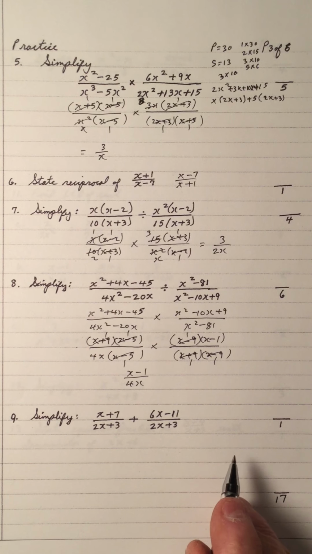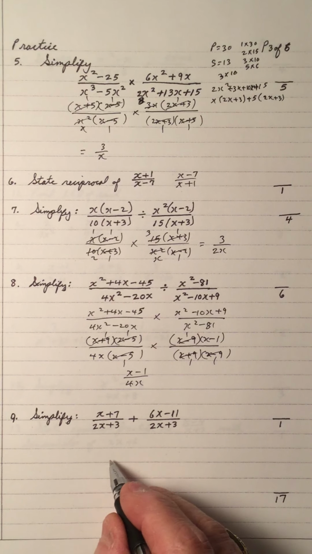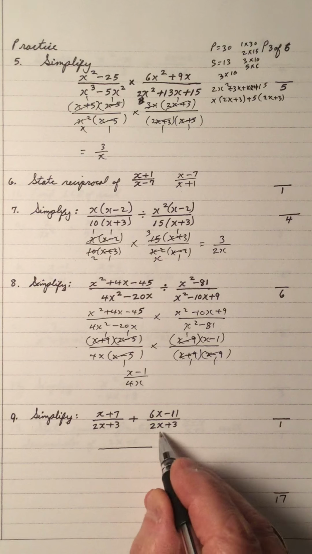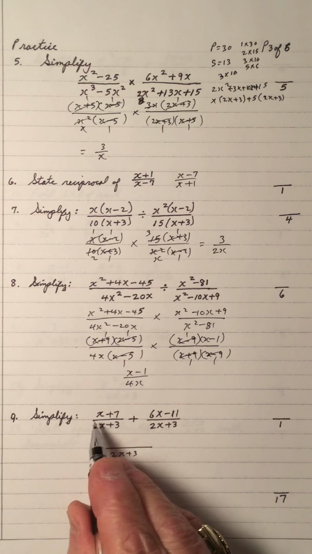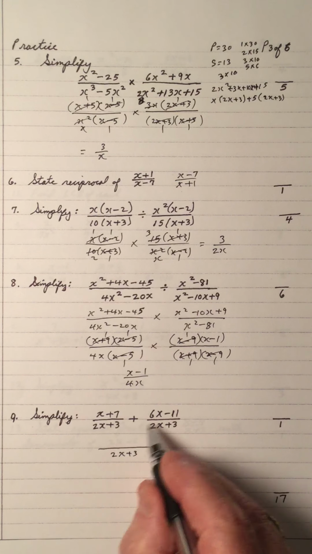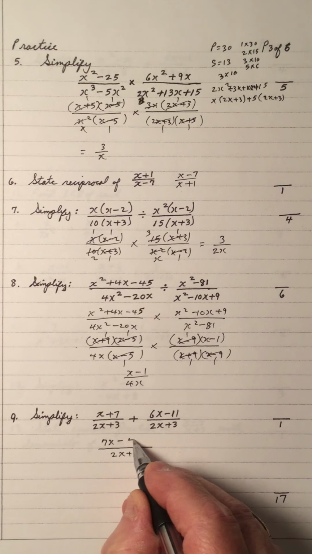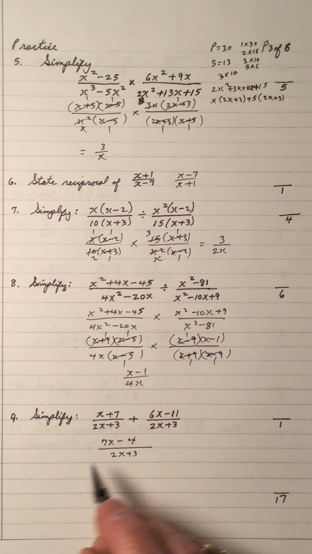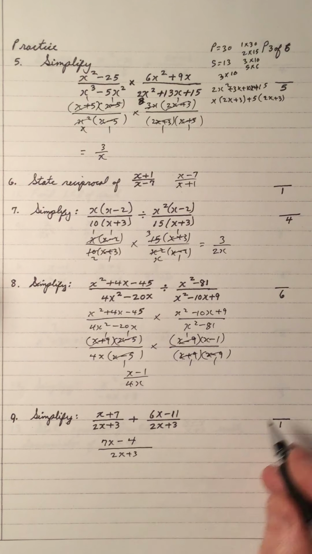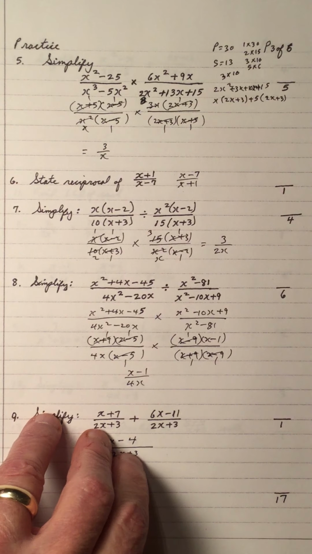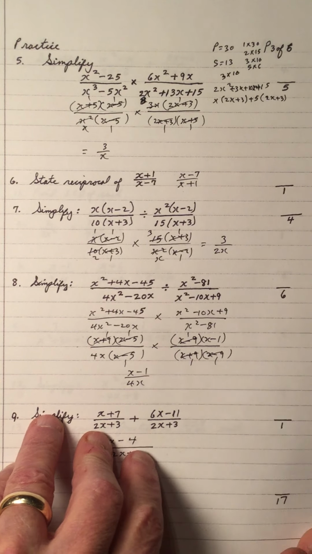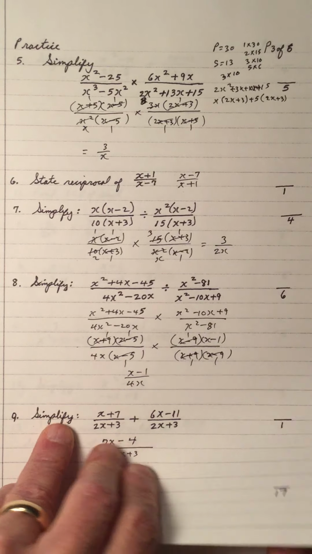Number 9, we have to add these, and when you add, you need a common denominator. It's already a common denominator, so we go 2x plus 3. We add up the numerators. 1 plus 6 is 7x. 7 minus 11 is a negative 4. And that's the final answer. You can't cancel, can't factor, so give yourself 1. Total up your score to see if you get 17. And go to the next page.